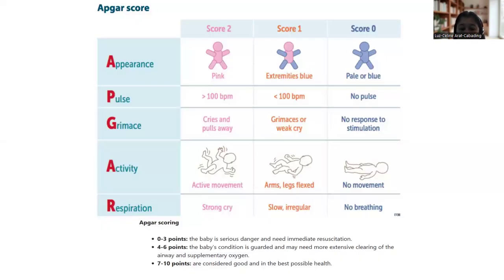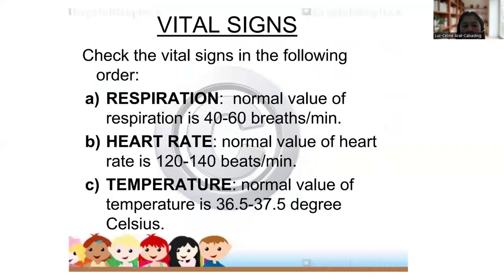That means the baby is in serious danger and needs immediate resuscitation. A score of 4 to 6 in between means baby's condition is guarded, may need more extensive clearing of the airway, and so we need to suction the baby and check maybe there is something blocking the breathing, and provide supplemental oxygenation. So again, this is your APGAR scoring.